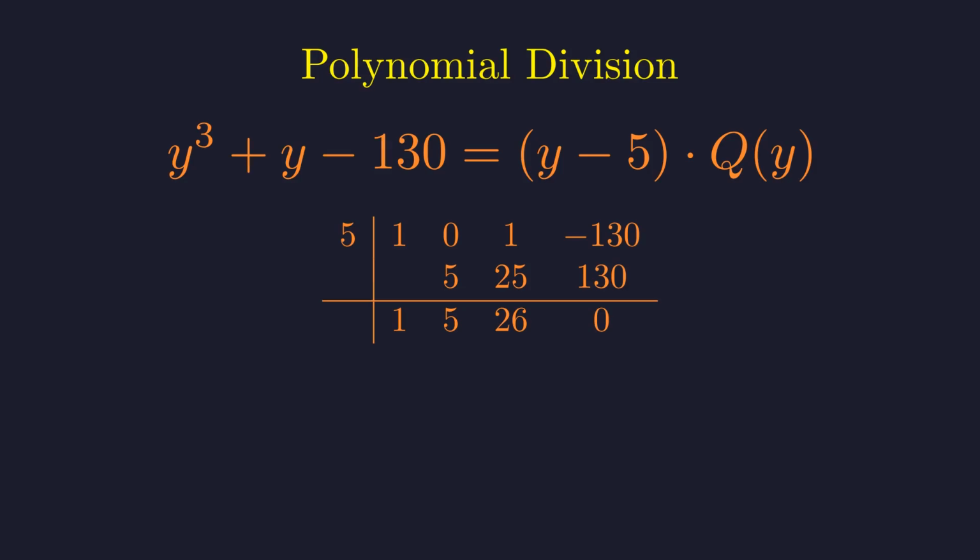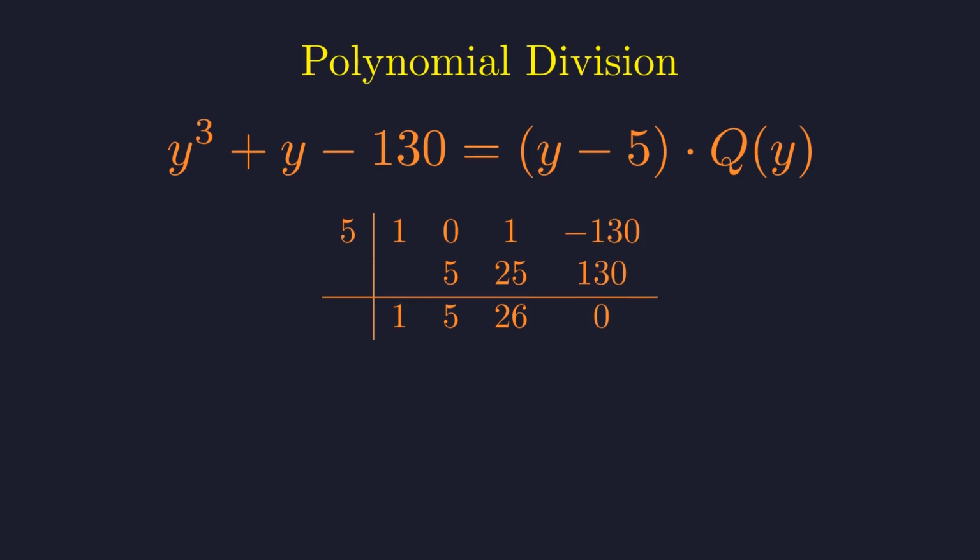Using synthetic division with our root 5, we bring down the 1, multiply by 5 to get 5, add to get 5, multiply by 5 to get 25, add to get 26, multiply by 5 to get 130, and add to get 0. The remainder is 0, confirming our root, and the quotient coefficients are 1, 5, and 26.